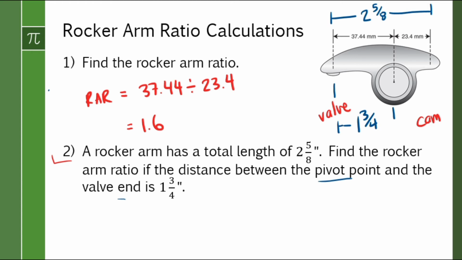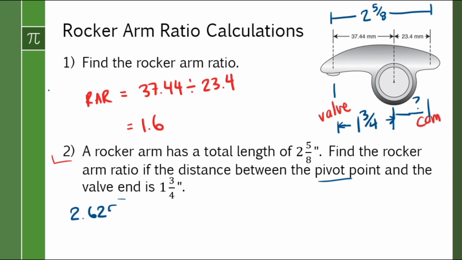So I have to do a couple of calculations here. First, I have to find out this distance so that I can use it in the division for the rocker arm ratio. Now, you can work in fractions. I know we've all learned how to do it, but most people hate them. So I'm just going to use decimals for this because it's more about the comprehension than the skills with your fractions. So we're going to change 2 5/8, the total length, into decimal. I divide 5 by 8. It gives me 0.625. I add that to my whole number 2.